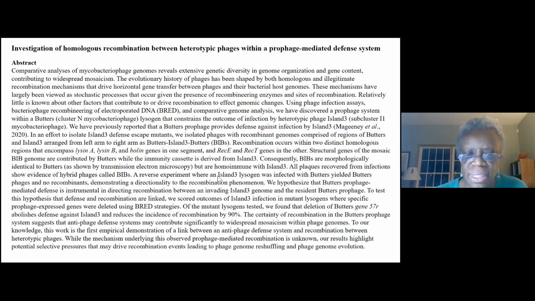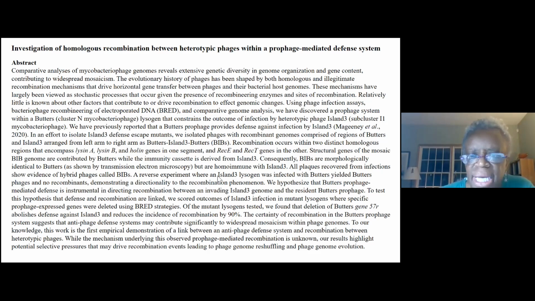But we are interested generally in how phage genomes are organized and what the genes are. So this abstract is not necessarily related to phage therapy, but it does have an impact on our understanding of how we could use phage therapy.